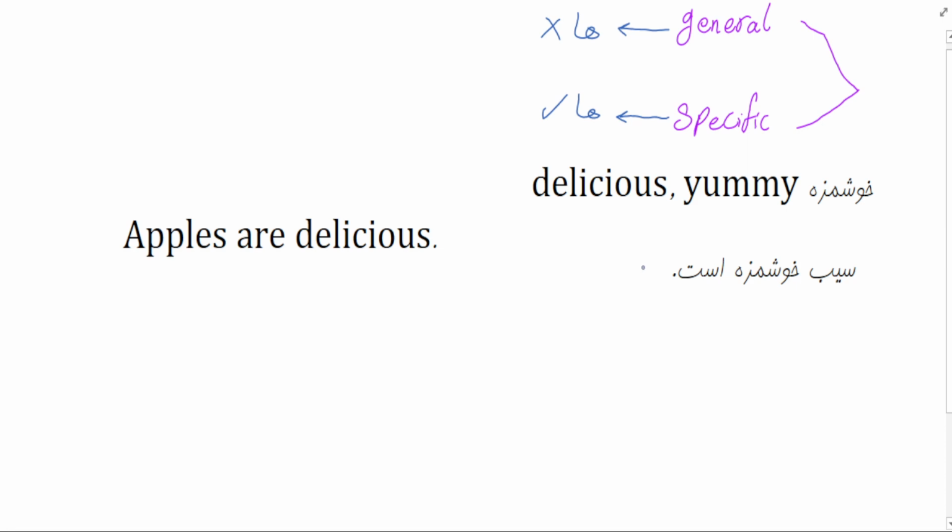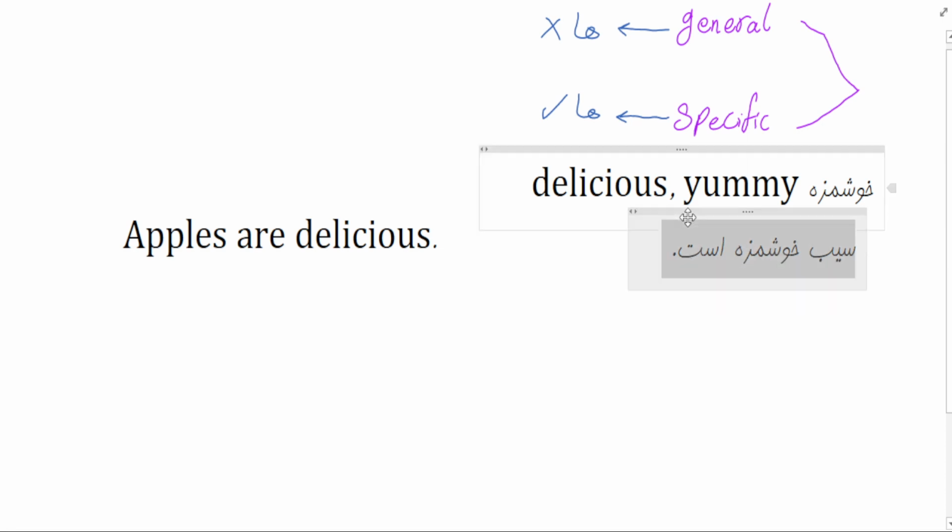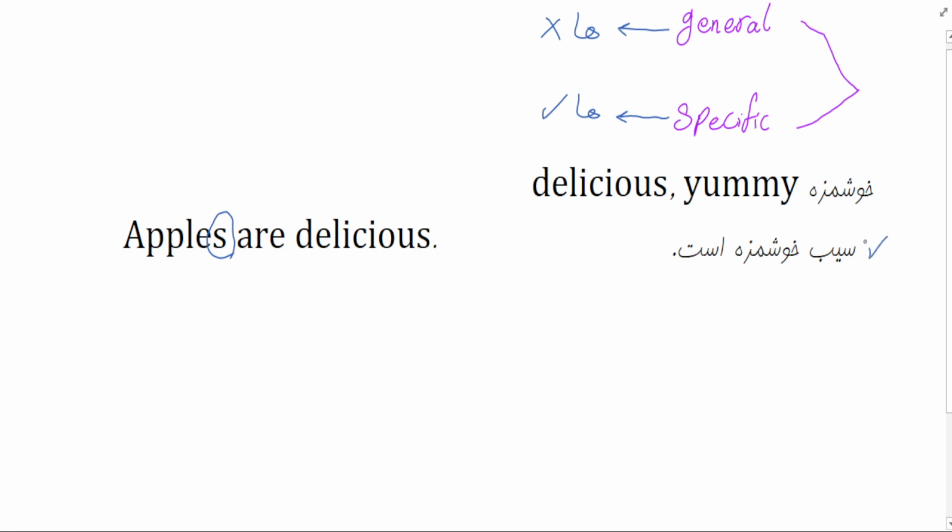Because we are talking about type. It's not talking about numbers. Although in English you would say it's numbers, since there is more than one apple in the world and so the plural indicator must be there, that's correct in some logic. But as Persian speakers, we say no, we're talking about the type of apple, like apple, this organic material, is yummy, so it's not plural. So سیب خوشمزه است.